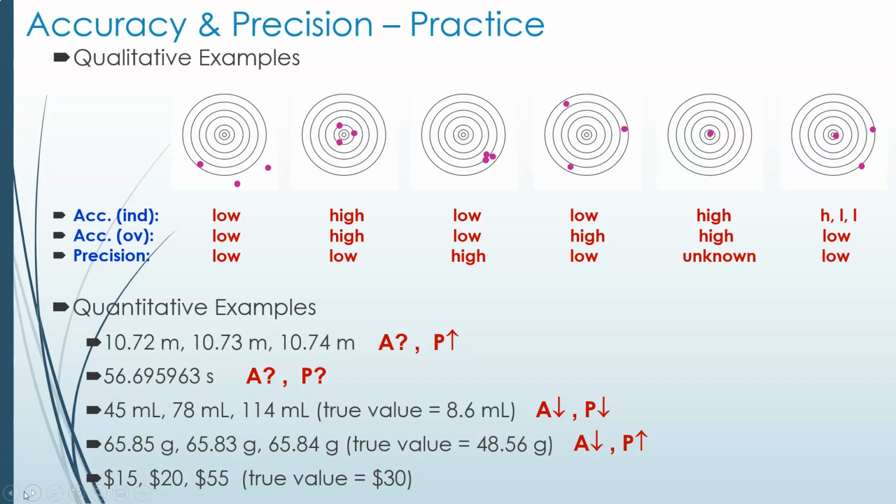However, if we take $15 and $20 and $55 and take the average of those three numbers, how will we do that? Well, we add them up and divide by 3 since we have three numbers. So that would be 35 plus 55 is 90. 90 divided by 3 is $30. So our average value is exactly the same as the true value. So while the individual accuracy of each of these dollar amounts is very low, the average is exactly correct. So the average accuracy is extremely high. Unfortunately, the precision is also very low.